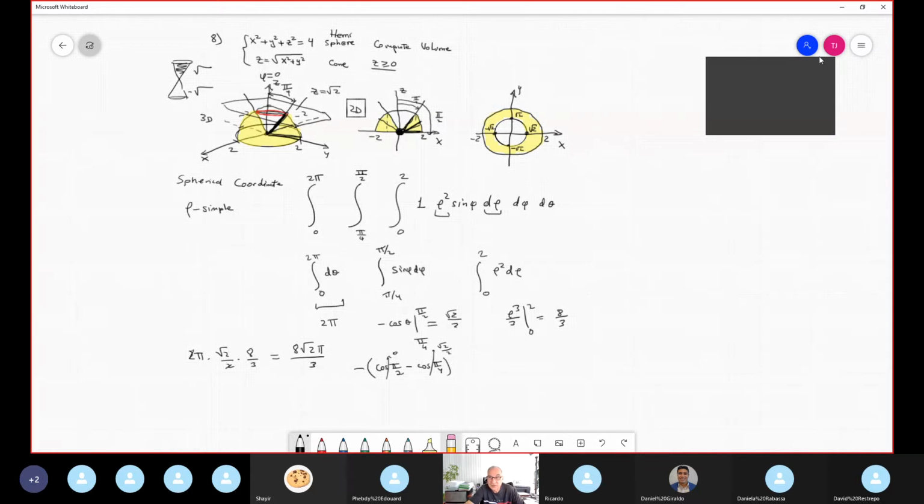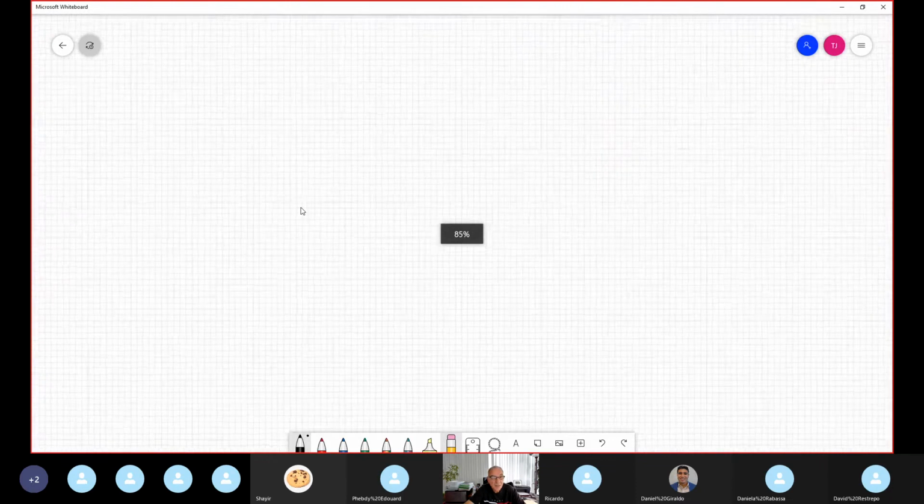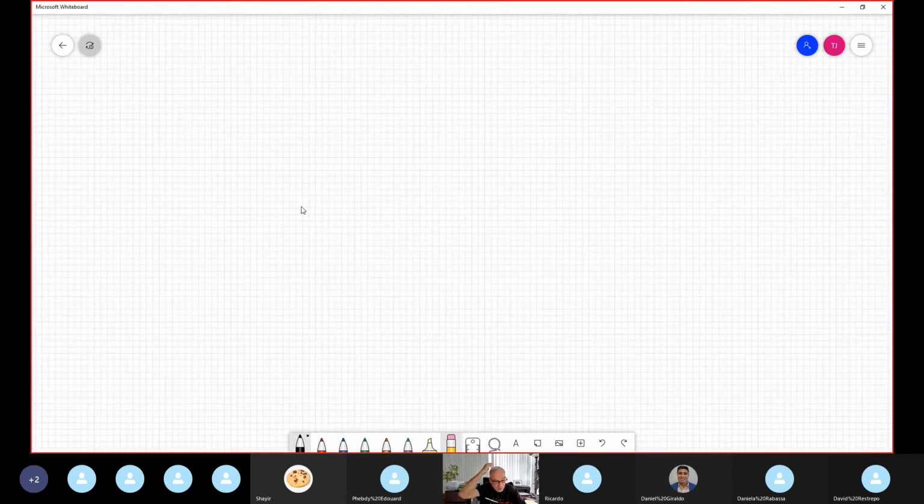This was number 8, no? Okay, number 9 is a little bit different. Okay, number 9. The information given is one triple integral que somebody, not me, set up in Cartesian.